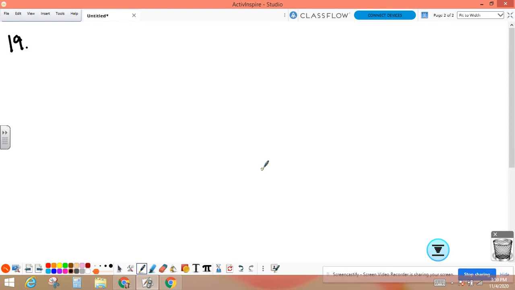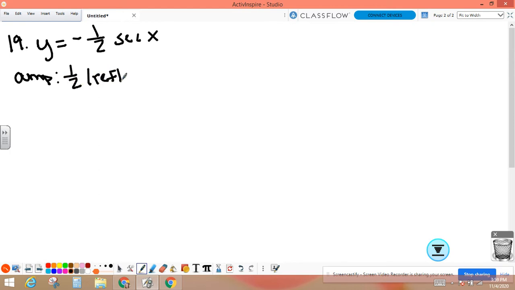So number 19, you have y equals negative 1/2 secant x. All right. So your amplitude, which again, we don't really have one, but it's 1/2 and it's reflected. All right, your period for secant is 360. And there's no number here, so it's going to stay 360. And I'm going to do this one in degrees.